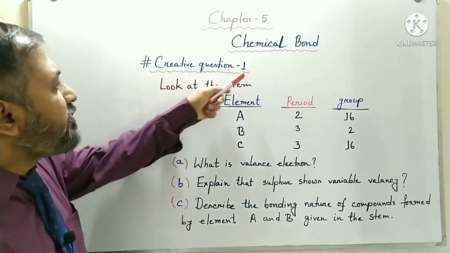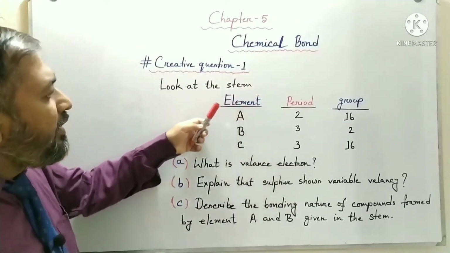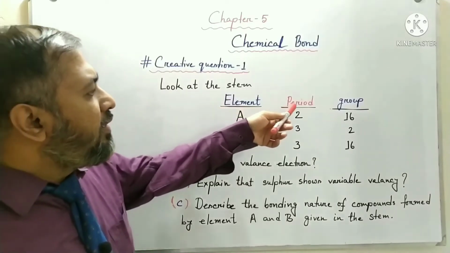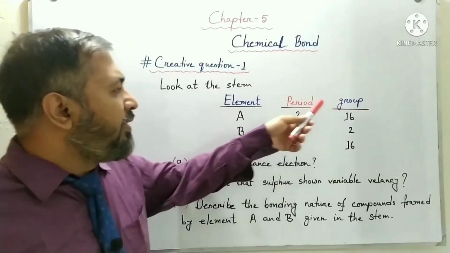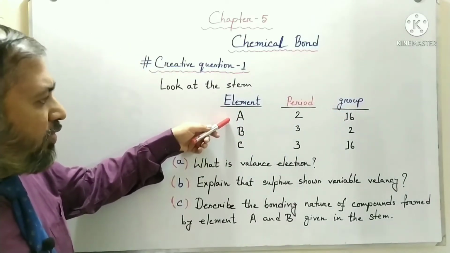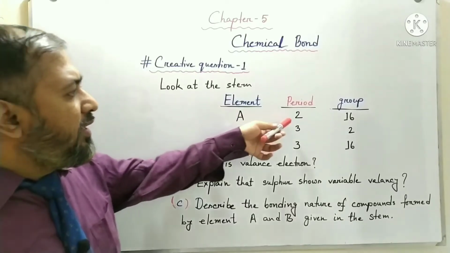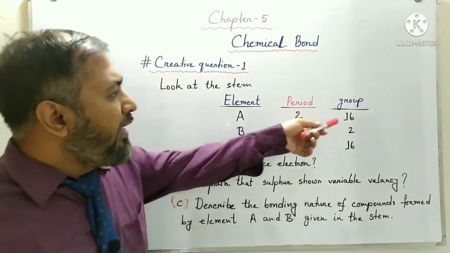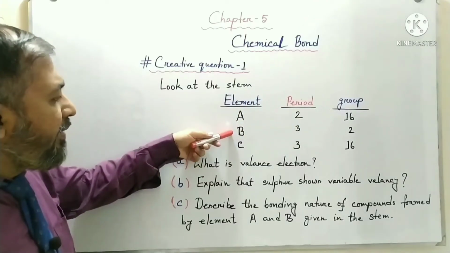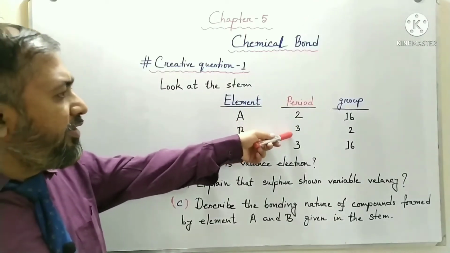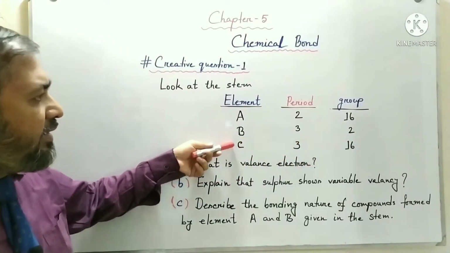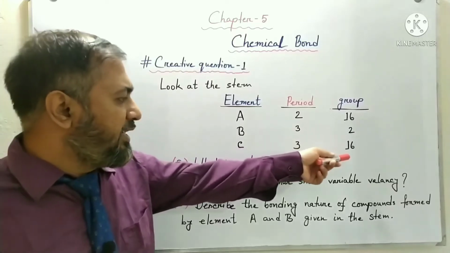The first creative question, look at the stem. Here you can see three rows: element, period and group. Now come to the first one. Element A, which is actually a symbol, not a real element, is in period 2 and group 16. Now the second, element B, period 3 and group 2. And third, element C, period 3 and group 16.